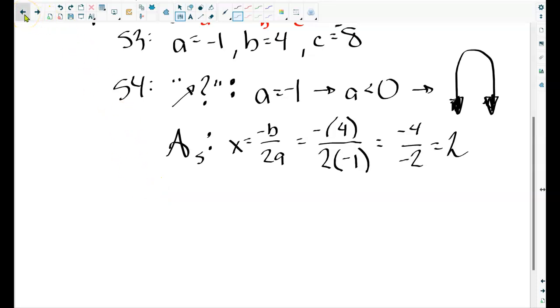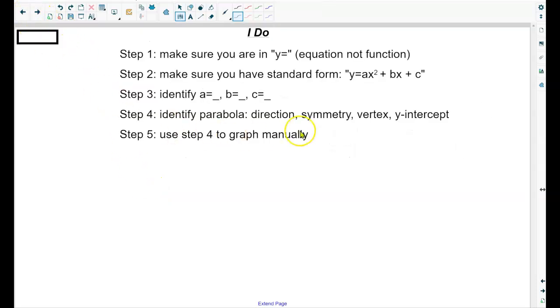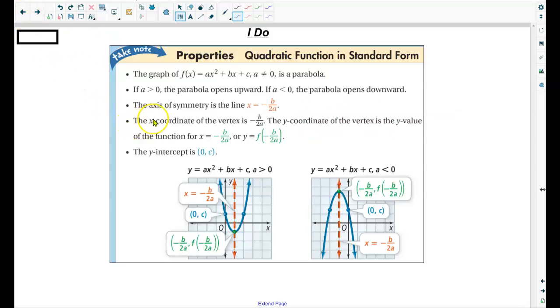Next, we have the vertex that we're going to identify. And we have -b over 2a for the x-coordinate. The y-coordinate of the vertex is the value y of the function for x equals. Okay, so basically once we know what the x-coordinate is, which we do because it's up here, we need to know what the y-coordinate is, and we simply plug in the number we got here into the function.